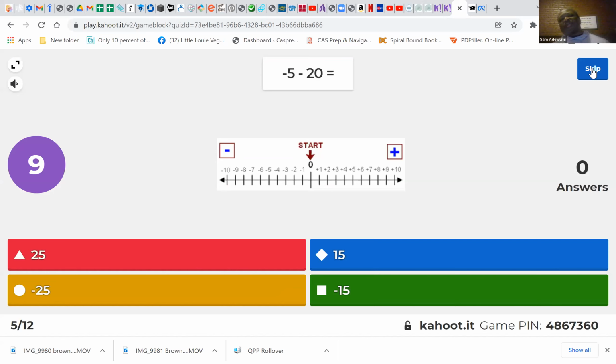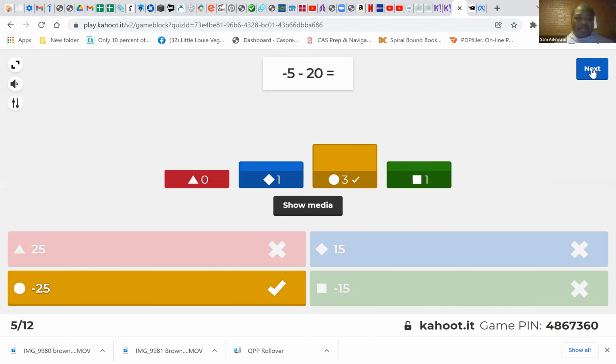So this was already there. -5 minus 20 is -25. We got that right, except one person chose 15. Again, -5 puts me on the negative side of the world, and -20 moves me even further to the left side of the world, because a minus sign tells me move left. So there's absolutely nothing there that would have brought me back over to 15. Nothing, nothing, nothing.